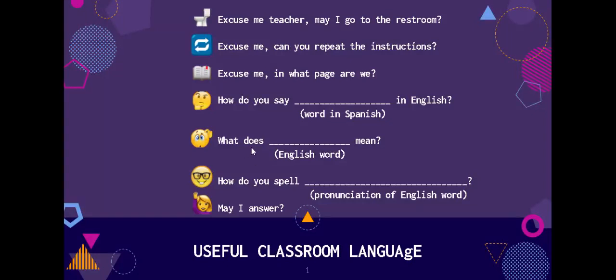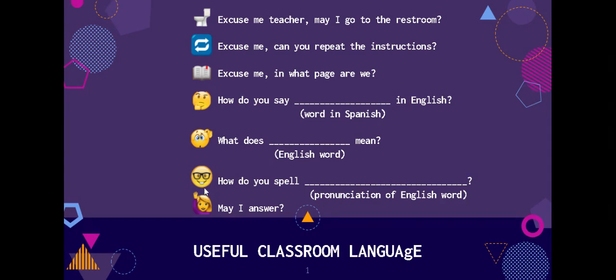Okay. What does mean, right? So in this case, it's what is the meaning of a word, because you can say it in English, but you don't know what the word means. For example, you have the word amazing. You can say it, but you don't know what it means, what it refers to, okay?